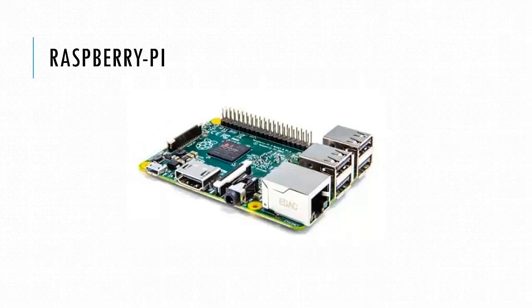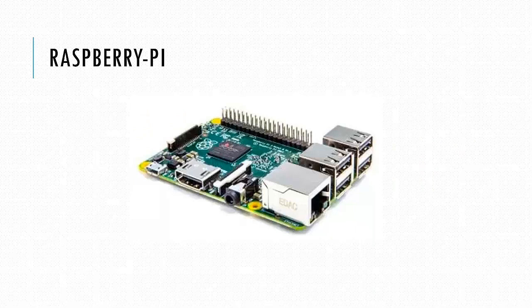Raspberry Pi is a product of the UK and manufactured in China. It has 4 USB ports. You can see one Ethernet port, audio port, HDMI port, and power port. It has 40 pins on the board. It supports SPI, I2C, and UART wired communication protocols. It also has inbuilt Wi-Fi and Bluetooth.